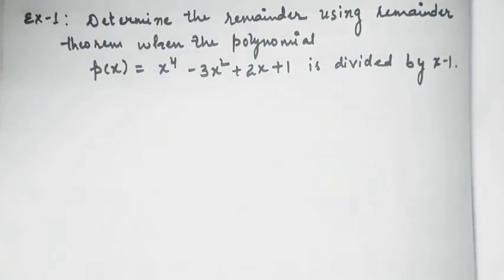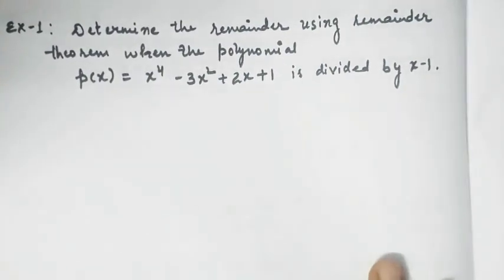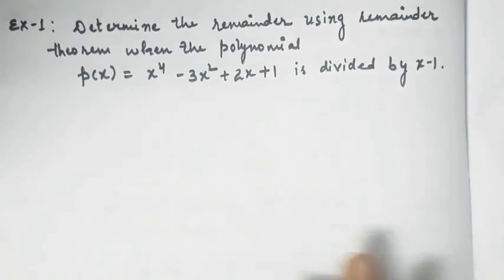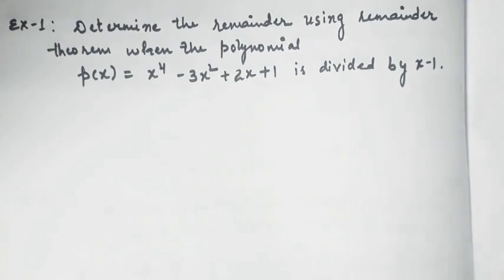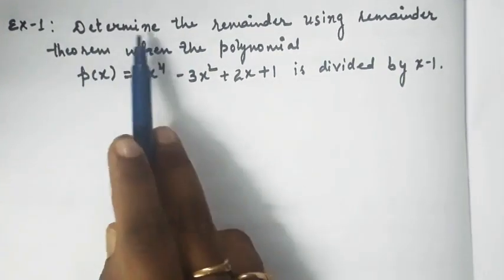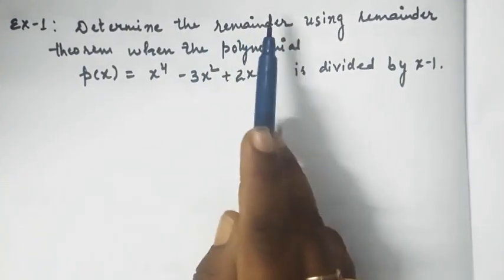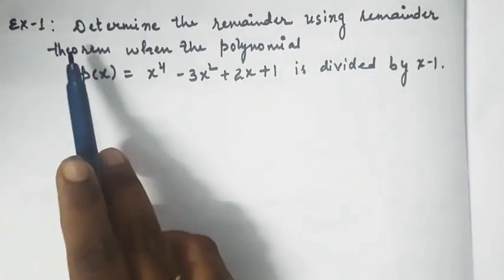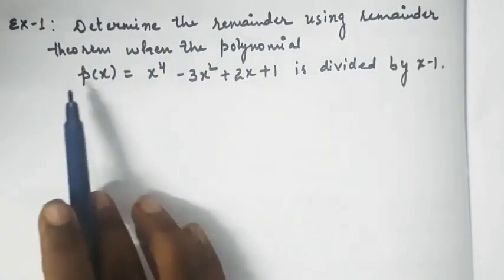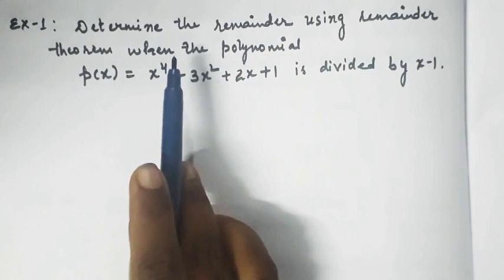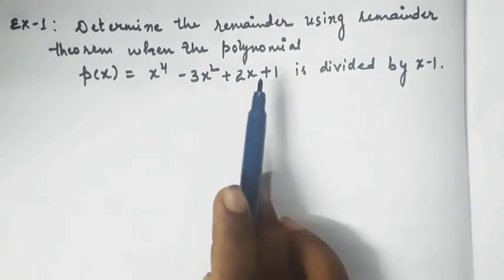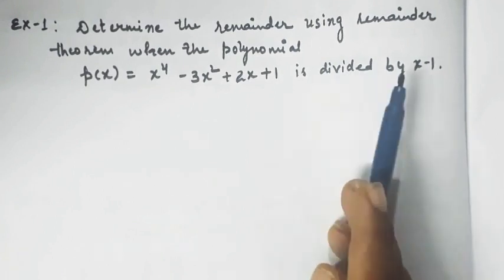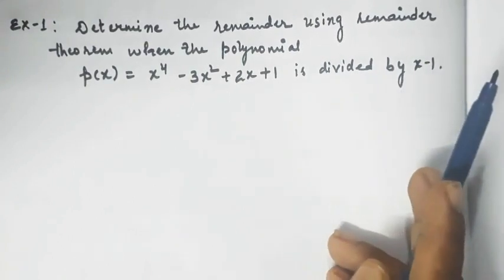Here is one example I have taken to make you more clear about the remainder theorem. Afterwards we will discuss the proof of the remainder theorem. Determine the remainder using the remainder theorem when the polynomial p(x), that is x raised to the power 4 minus 3x squared plus 2x plus 1, is divided by x minus 1.